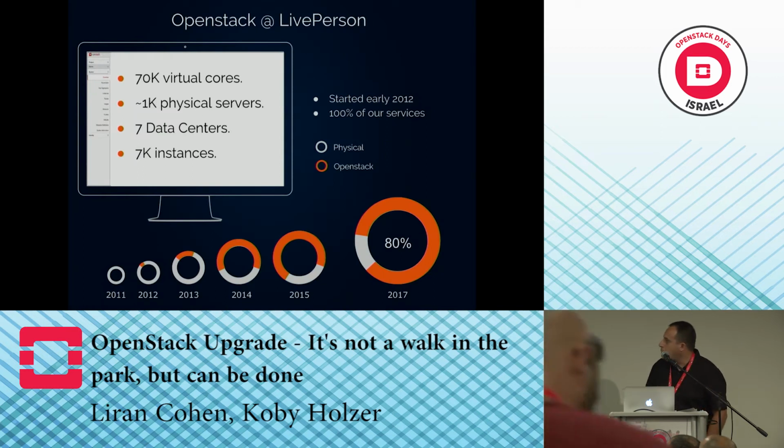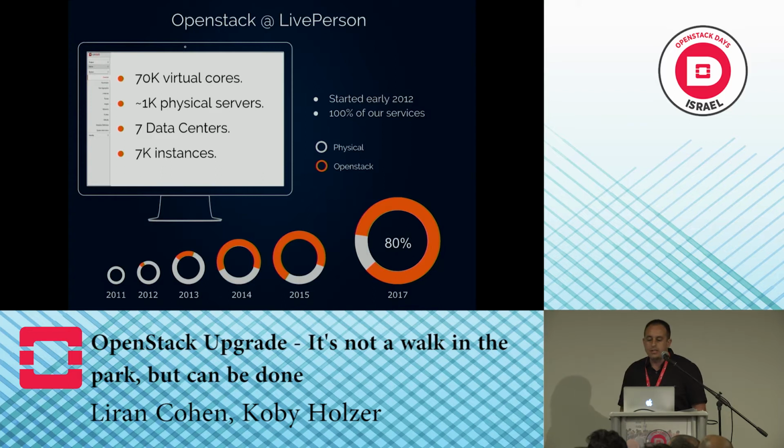So, OpenStack state at LivePerson today. We started in early 2012, and today 80% of the servers used in LivePerson are running on OpenStack. We have 70,000 virtual cores, around 1,000 physical servers running in 7 different data centers with 7,000 instances on them.